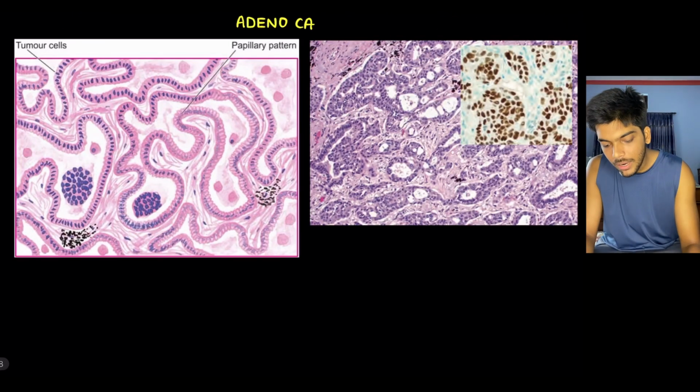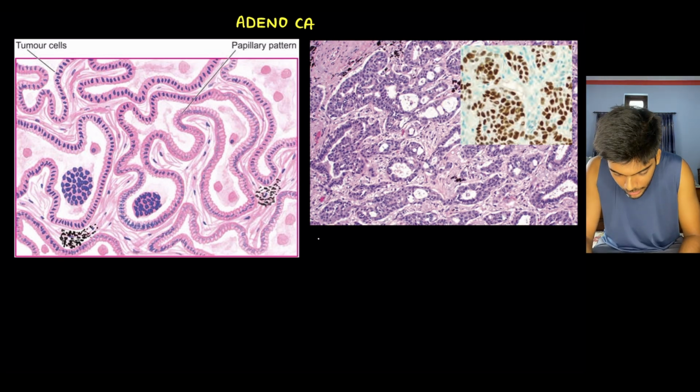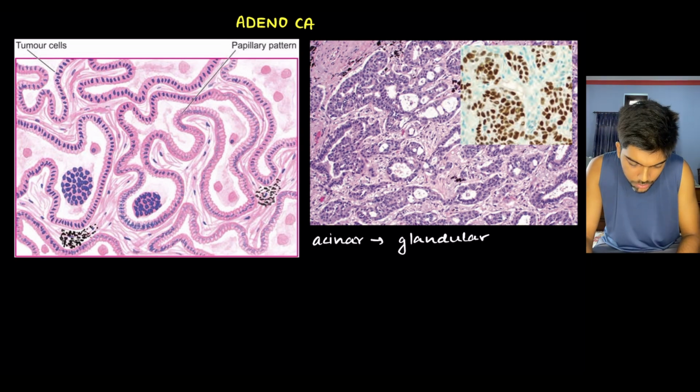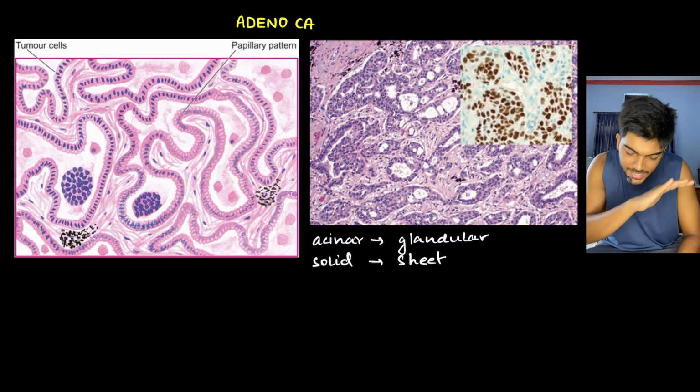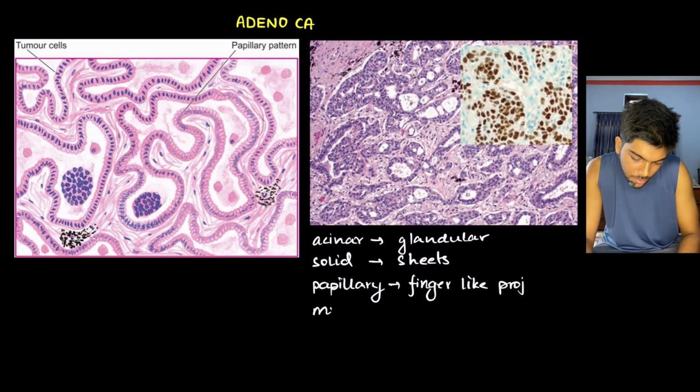Second, adenocarcinoma. Now, adenocarcinoma is found in various patterns like acinar, which is glandular pattern. Solid, that is the tumor cells are arranged in sheets, plain sheets. Papillary, that is the tumor cells that are arranged in finger-like projection. And micropapillary, that is the tumor cells are arranged in pseudopapilla.